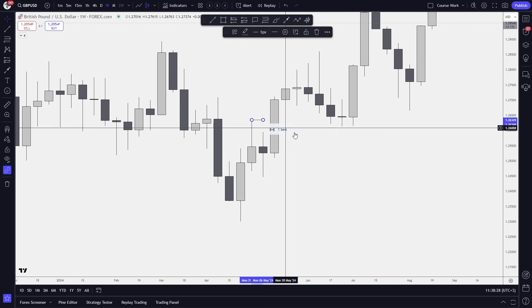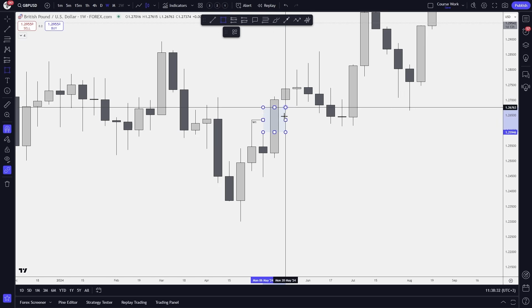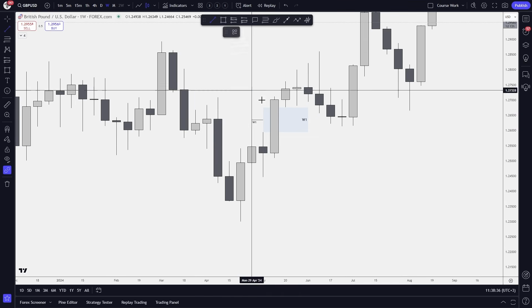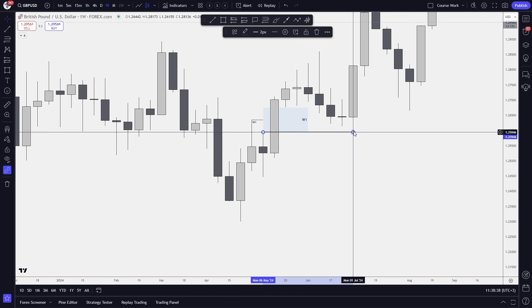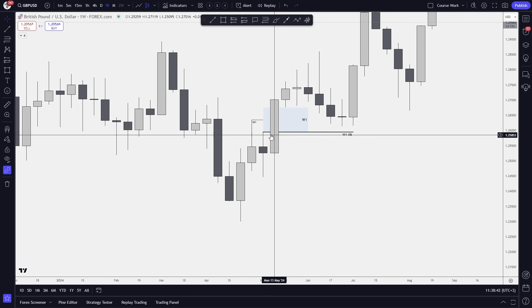Oh, we have a structure break. Okay, let's mark that out. Weekly structure break. Do we have an imbalance? For sure. There is the weekly imbalance. What is the order block? Well, in that case, it's the last sell candle before the very big push up, because we don't have 2.